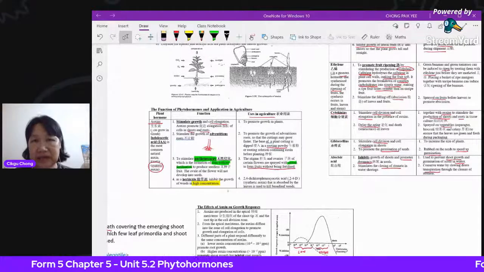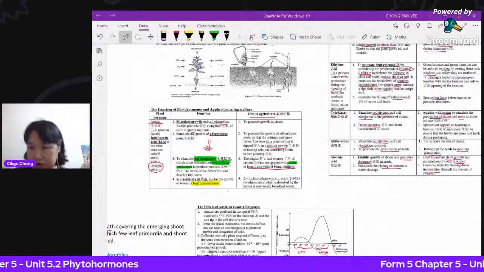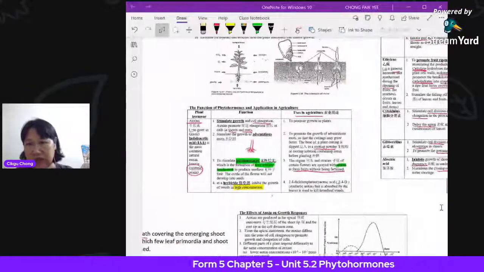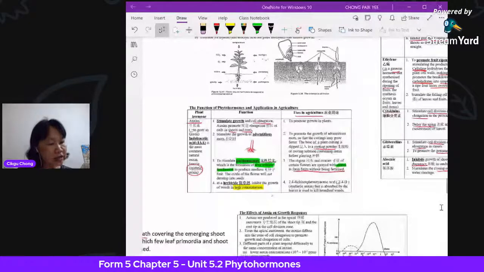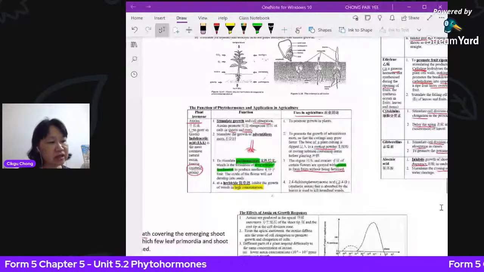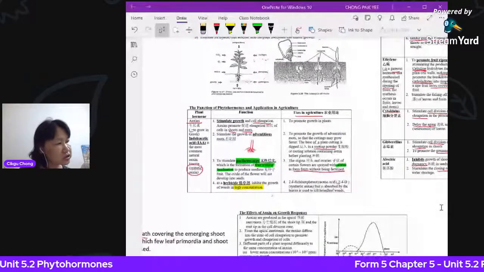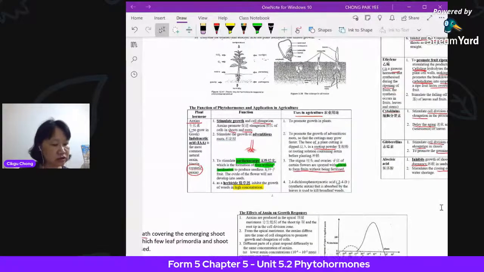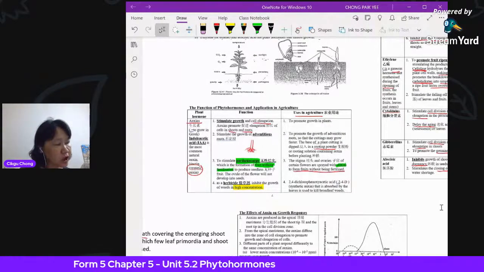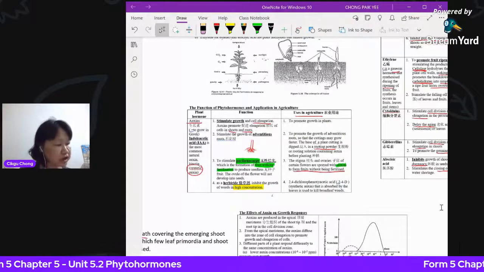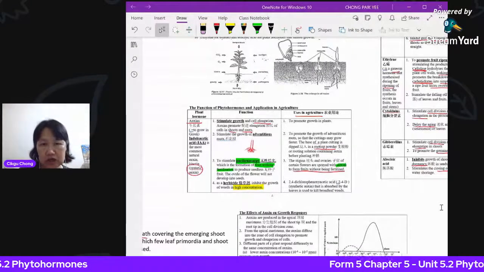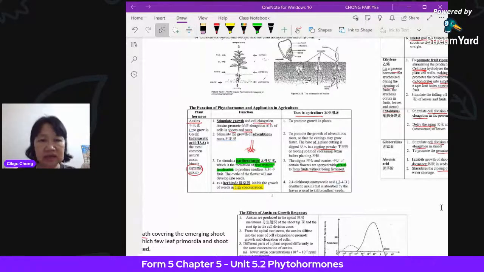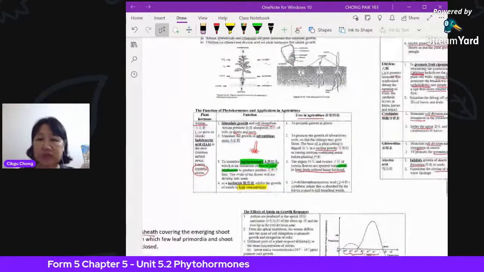Okay, so for today's homework, please go and do this now. Go and do your workbook. Fill in the function of these hormones. I want you to look at page 78 and also 79 of your workbook. For the next lesson, maybe you can just read through page 80, the effect of the auxin, because I wanted to explain that, but I think it's taking too long. So I will leave it for the next lesson.